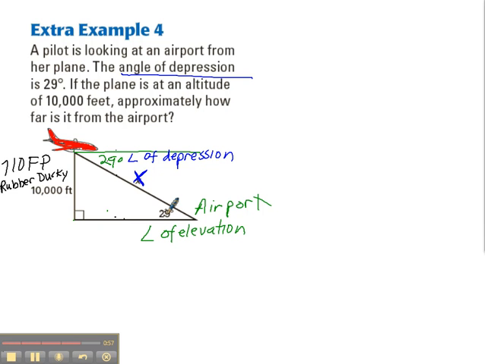If the plane is at an altitude of 10,000 feet, so we have our 10,000 feet here, approximately how far is it from the airport? We are trying to find the x. So from our 29 degrees, where our little guy is our reference point, we are given the side opposite and the side adjacent, and question number 1 is going to be to write and solve how far it is to the airport. So what you need to do is write the equation, figure out if it's cosine, sine, or tangent, and write the equation and solve for x.